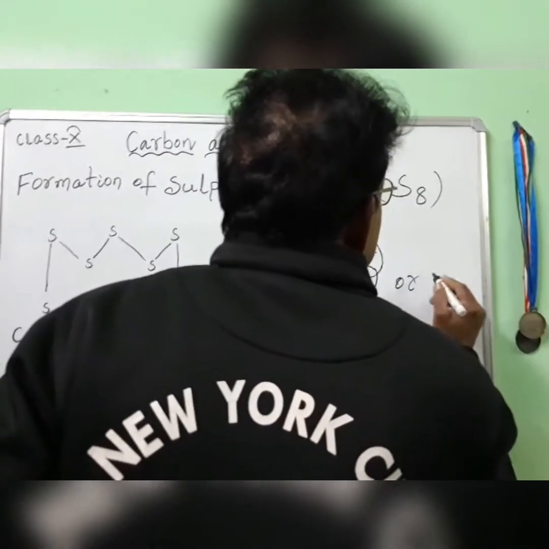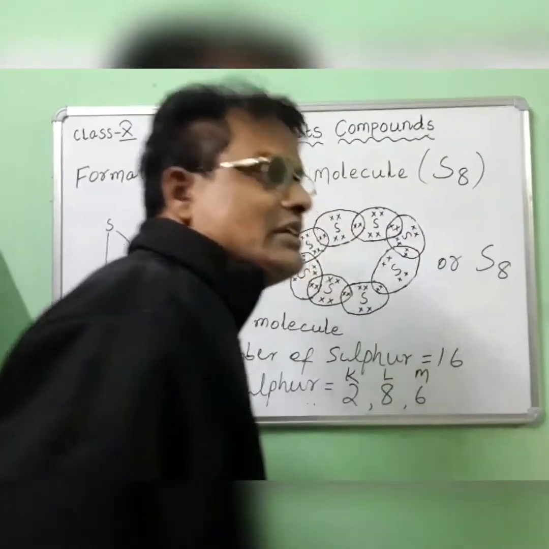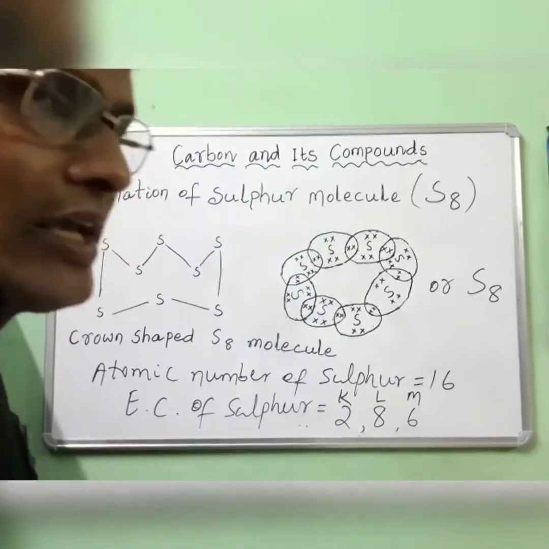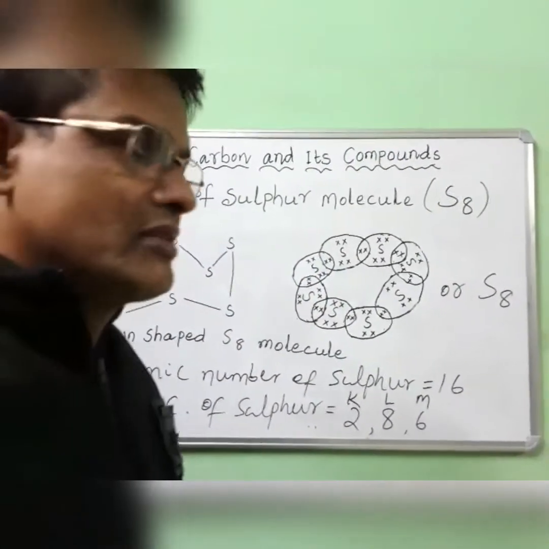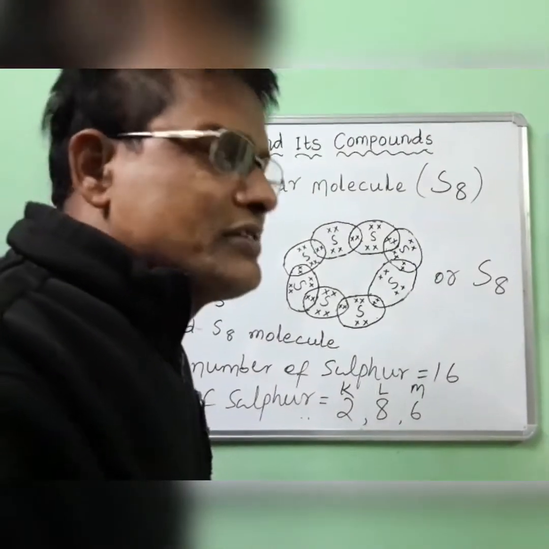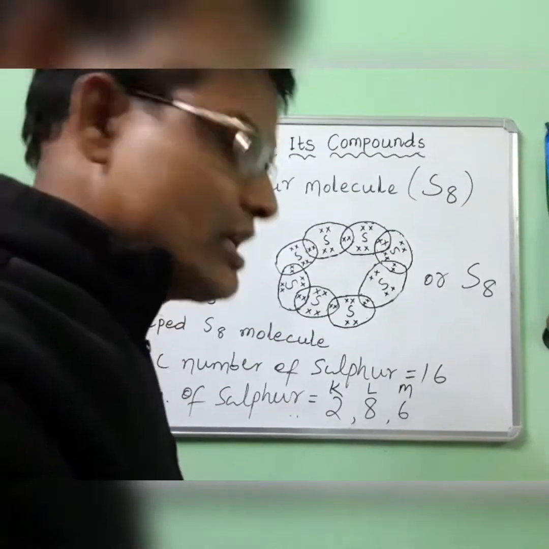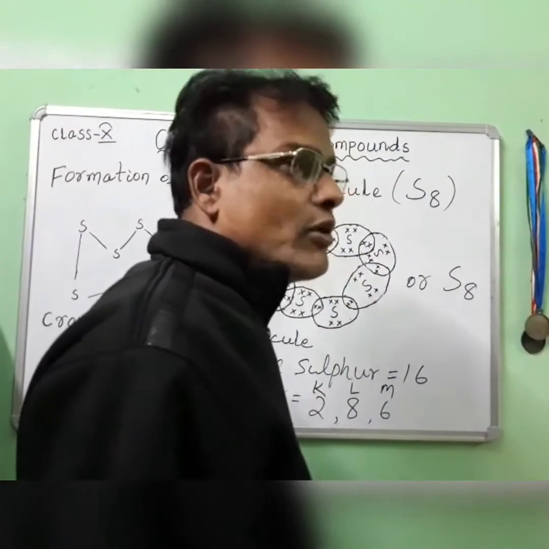So in this way, the sulfur S8 molecule is formed. Okay. So these are the most important examples depicting covalent bonding. Okay. Now, properties of covalent compounds.